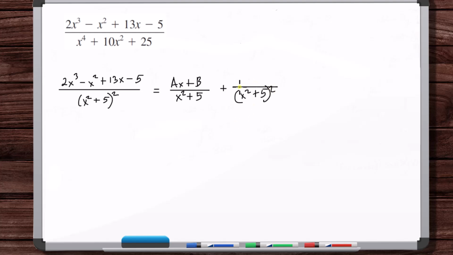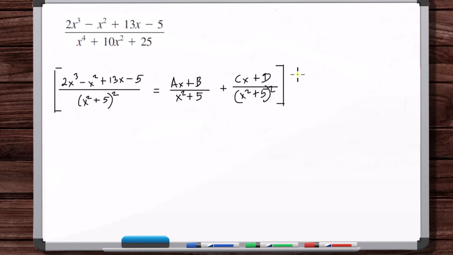And then here, for the linear factor, what would we do? We just put another constant. Well, here, we're just going to put another constant times x plus b, but it's different constants. And that's it. Now, that's how you decompose this quadratic factor squared. So now we just need to solve for the a, b, c, and d.